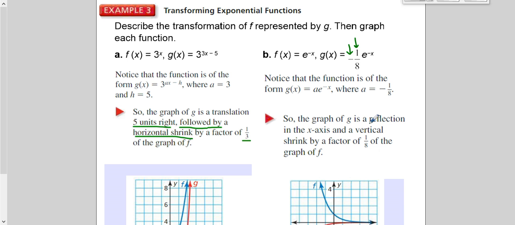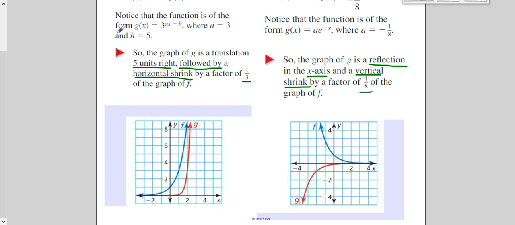The graph of g is a reflection in the x-axis and a vertical shrink by a factor of 1/8. Did you get that one right? I hope so. All right, moving on. That was example 3. Oh, we can look at the graphs. So there they are. Reflection, remember that's a flip. Reflection over the x-axis. Stretches and shrinks are a little bit tougher to graph, so we would have to either do lots of points or use a graphing calculator to help us.